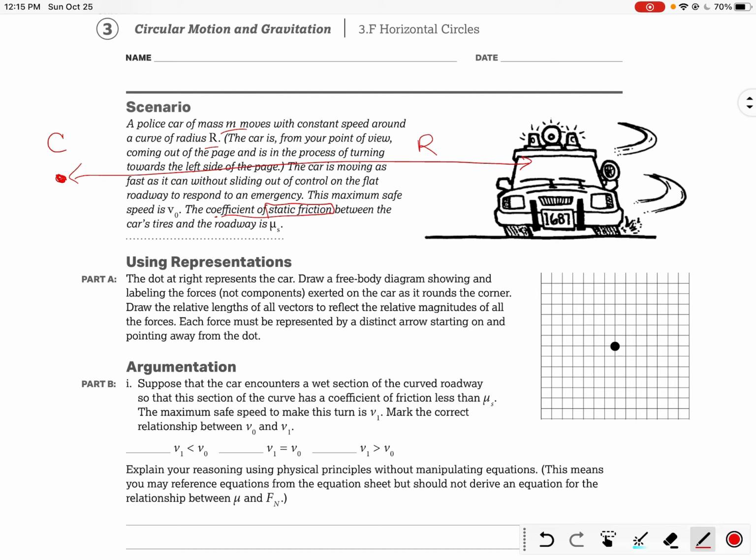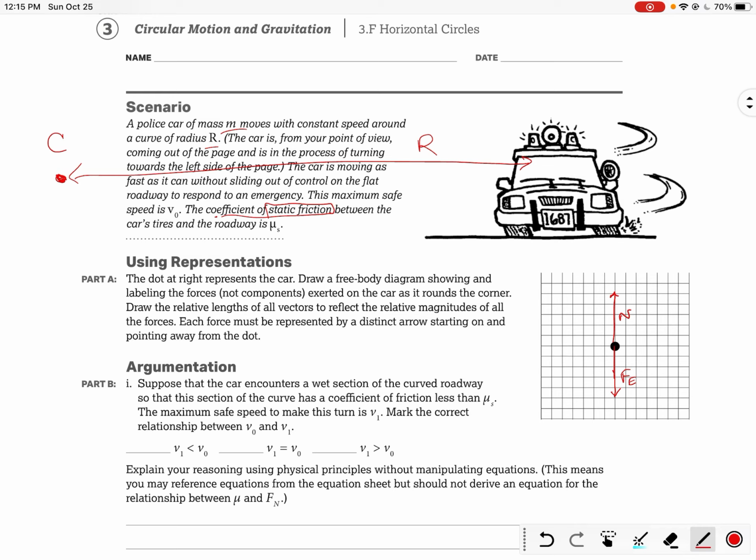So let's examine it. The dot at the right represents the car. Free body diagram showing the labeling of the forces as it rounds the corner. So obviously the road is touching it. That we could call the normal force. Up and down, there's no acceleration, so we want to make sure that that force is balanced appropriately with the force of the earth.